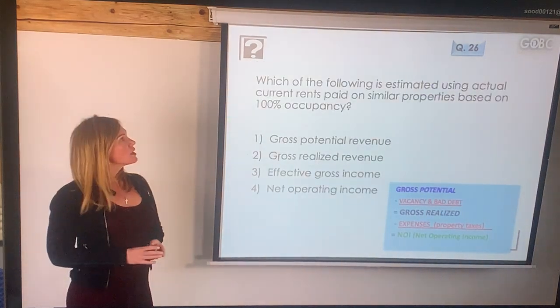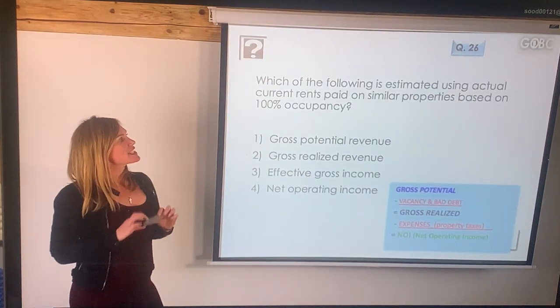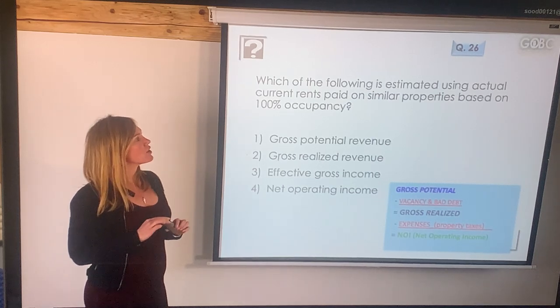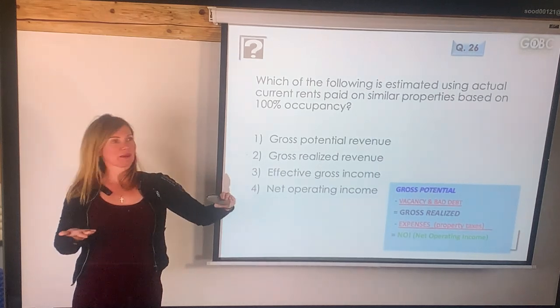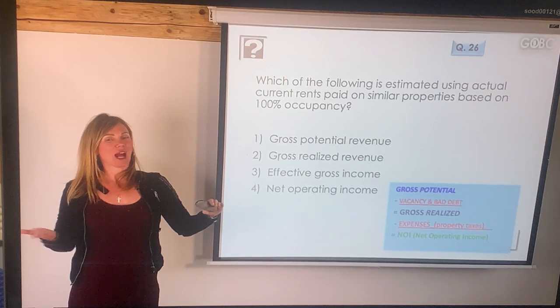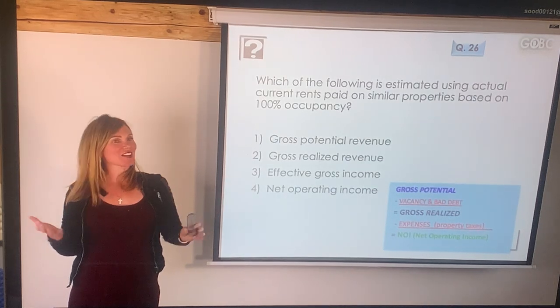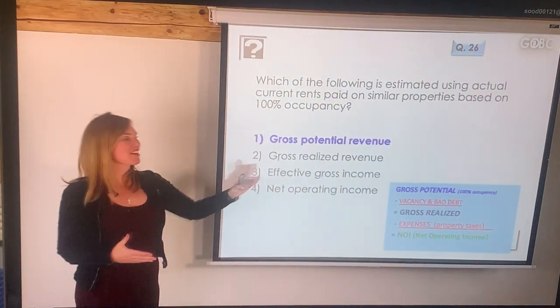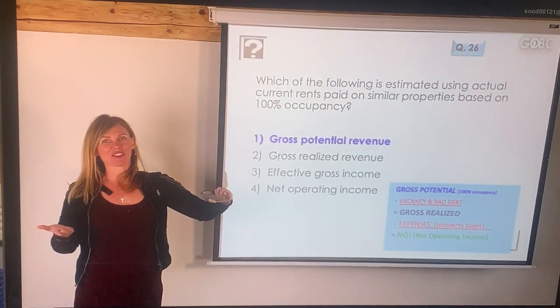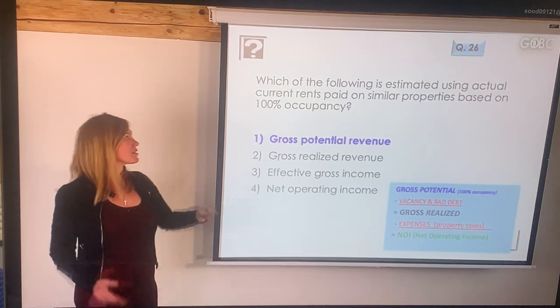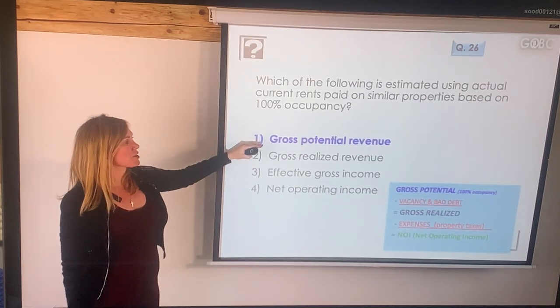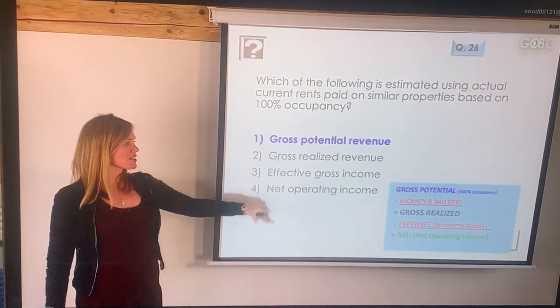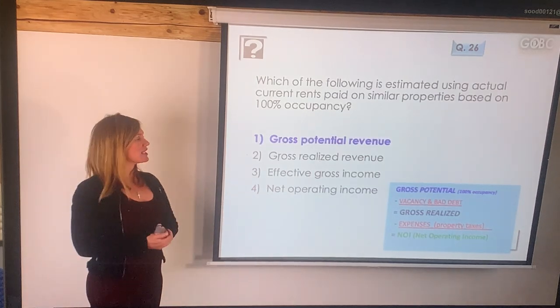Question 26. Which of the following is estimated using actual current rents paid on similar properties based on 100% occupancy, right? So this is where you haven't minused anything out of your revenue. It's based on what kind of revenue? A potential revenue. Potential revenue is where at this point you still have 100% revenue, and then you're going to minus things. So when they're referring to the 100% occupancy, that's when they start with the potential revenue, and then they minus all the expenses and vacancies, and then that's when we get to net operating income.